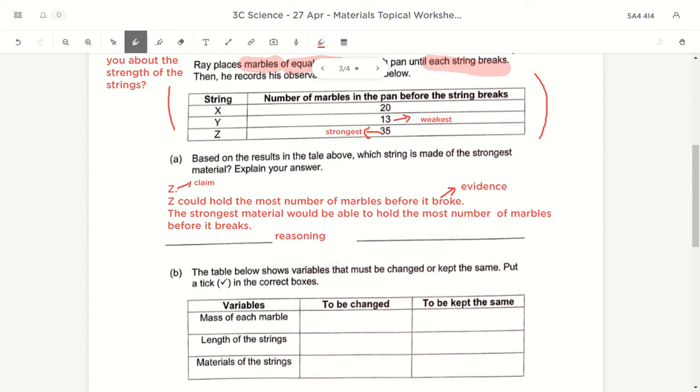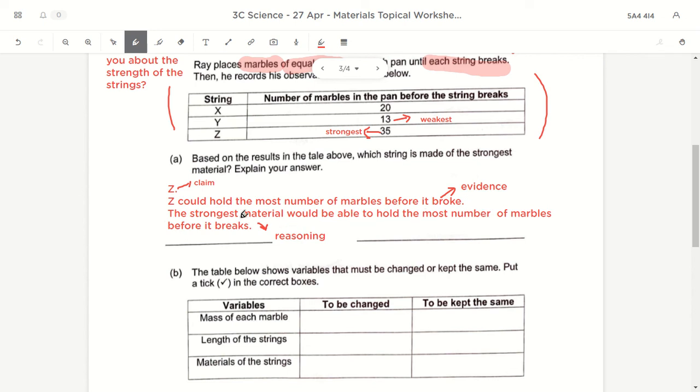Right, so when you come to this kind of question, when they ask you to explain, try to use the CER method. Tell me the answer. Z is the answer to this question. Which string? So how do we explain? I still have evidence from the table because Z could hold the most number of marbles, and then the reason is because the strongest material would be able to hold the most number of marbles before it breaks.